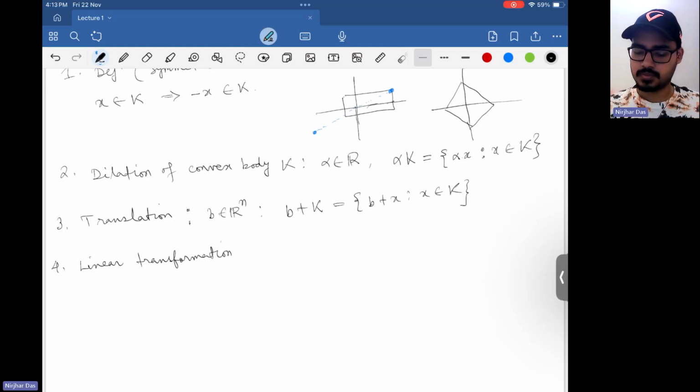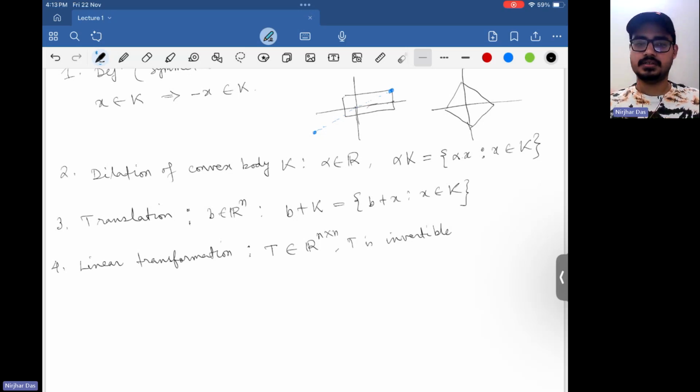So linear transformation is basically like for a convex body. You pick a T which is in R^{n×n}, and T is invertible, right? You can think of T as a map that takes vectors in R^n and maps them to some other space, right?